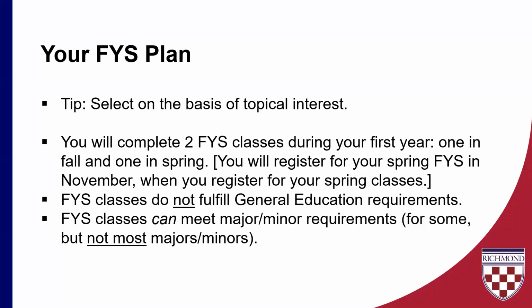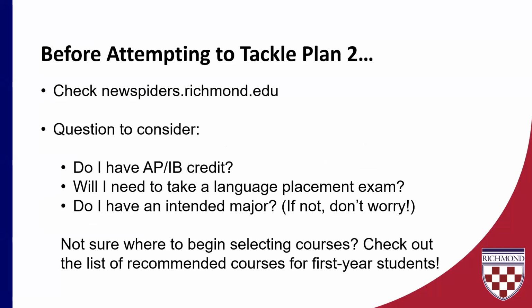However, before attempting to tackle plan 2, we're going to start to think about some other things to consider. We strongly recommend that you check out newspiders.richmond.edu, which has lots of great information and also some additional detail that'll help you answer the questions listed here below. Questions that you'll need to ask yourself: do you have AP or IB credit? Will I need to take a language placement exam? And do I have an intended major? Because we also have linked from the New Spiders page a page that gives you some courses recommended as a gateway to a major or minor. I'll also note that we'll be providing those links at the very end of the webinar.